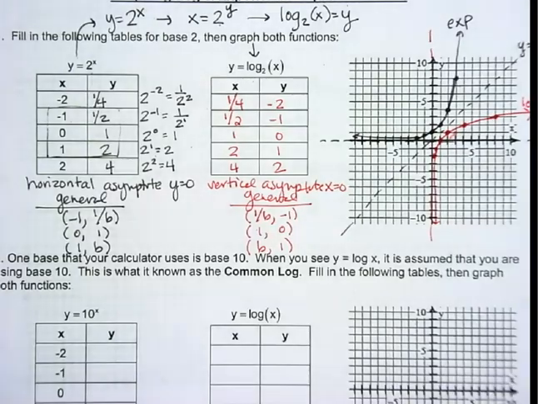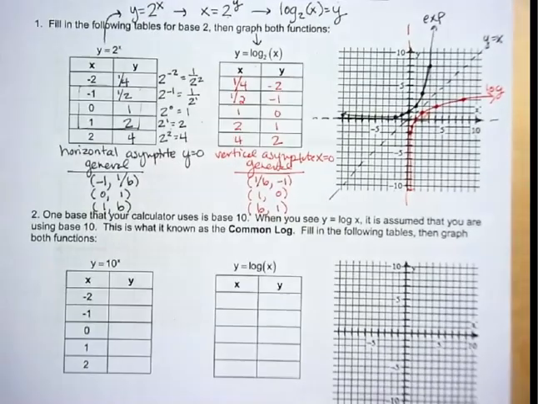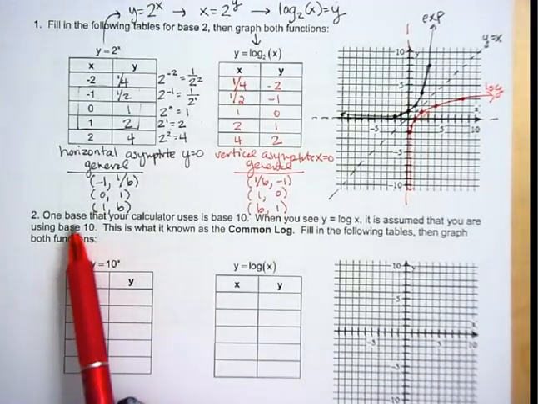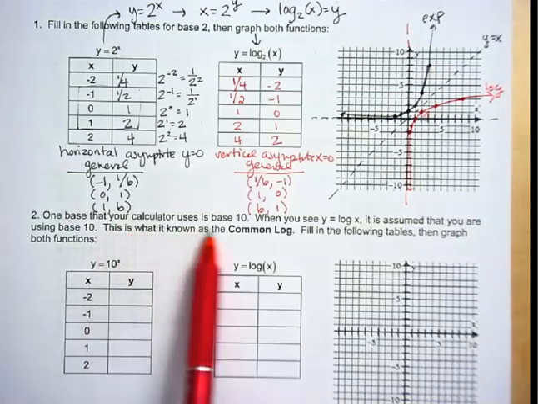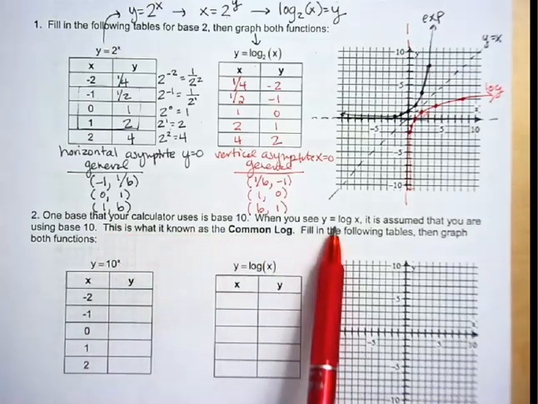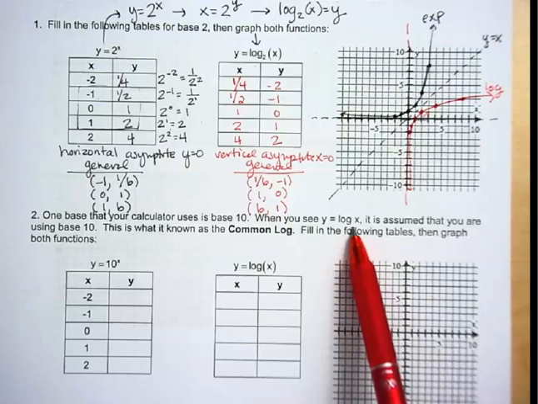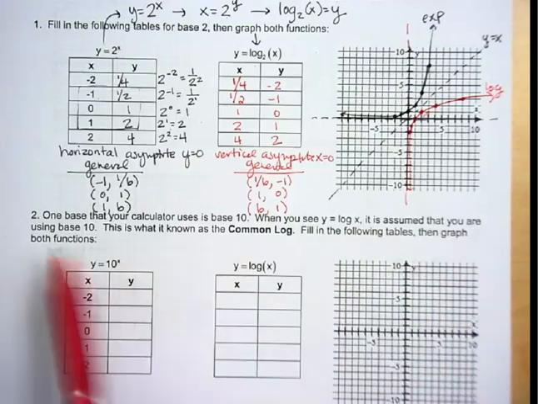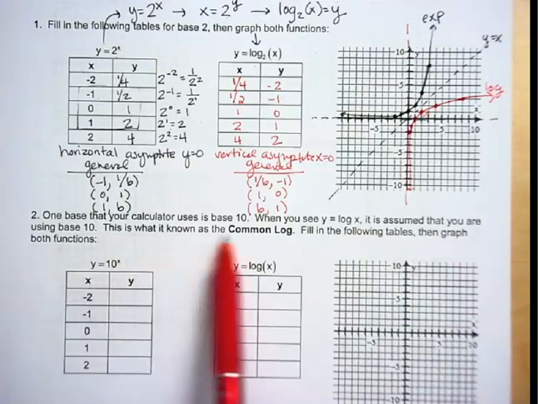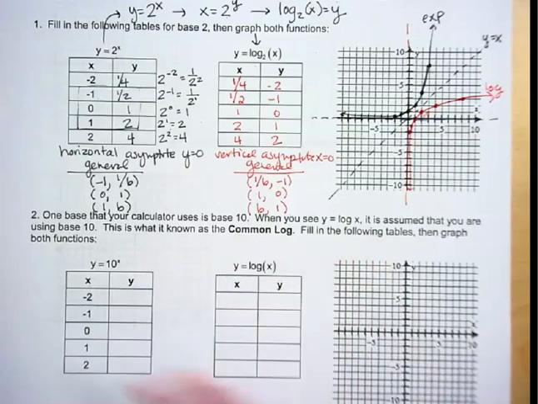Right? So we're going to take a minute down here and do the same thing for base 10. So this little paragraph here says, one base that your calculator uses is base 10. When you see y equals log x, so notice there's no base written, it is assumed that you are using base 10. This is what is known as the common log. We're going to fill in the tables and graph both of those functions.